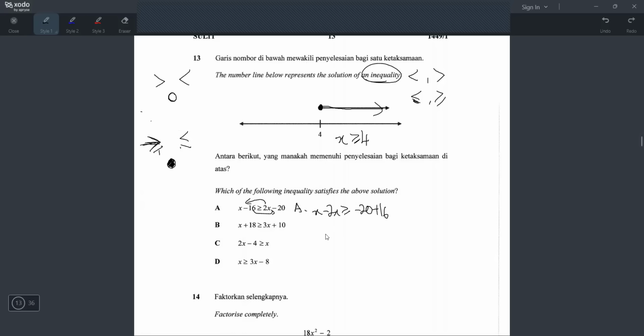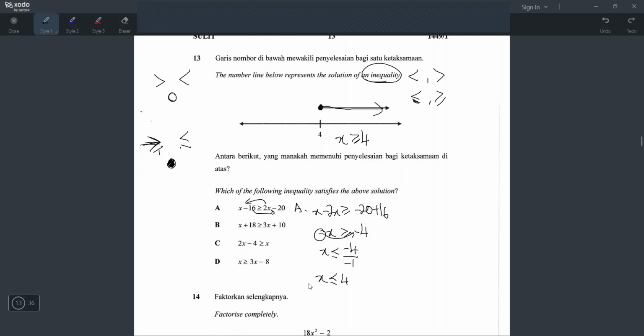And then I can just quickly solve this. 1x minus 2x, 1 minus 2 is negative 1x. Negative 20 plus 16 is negative 4. Yeah. And how can I find x? It will be negative 4. Okay, when you move the negative, it means you are dividing by negative 1. So x will be 4. But there is a problem with this because the bigger sign has to change to smaller. Okay, remember, when you are dividing by a negative number, you have to flip the sign. It means bigger has to be reversed into smaller.